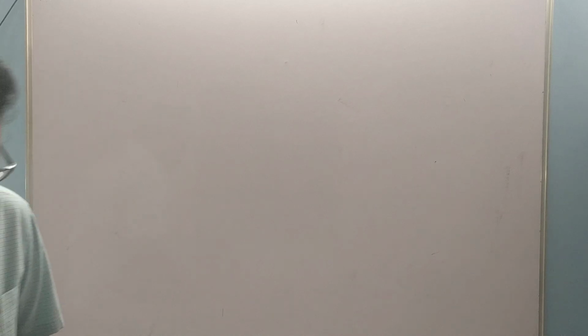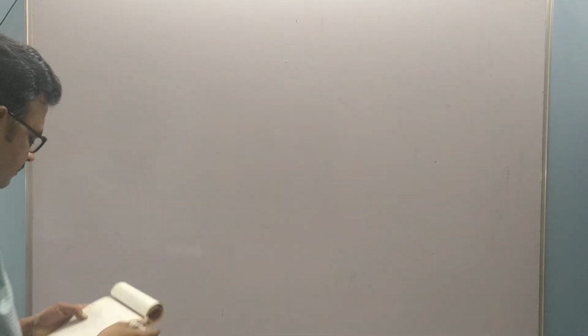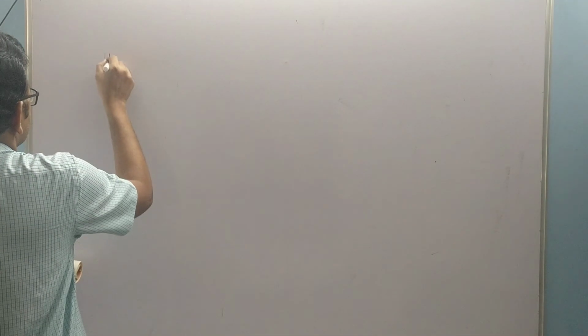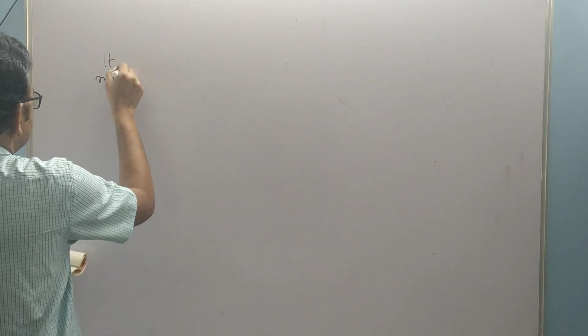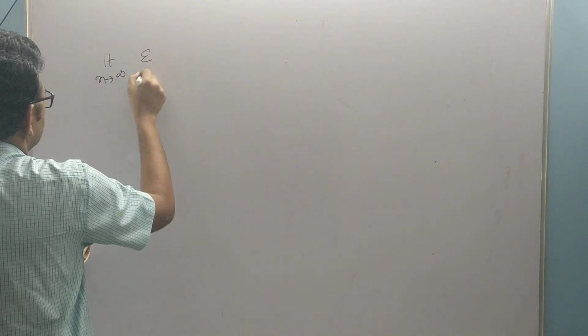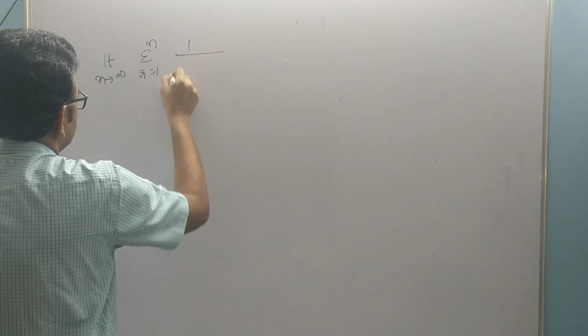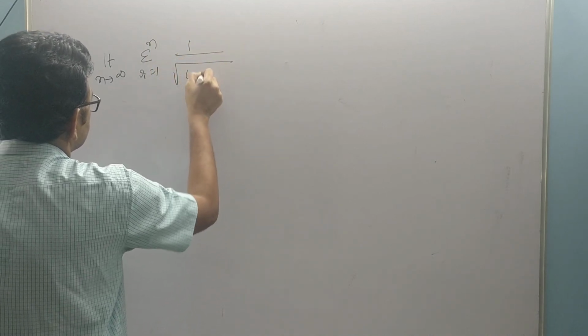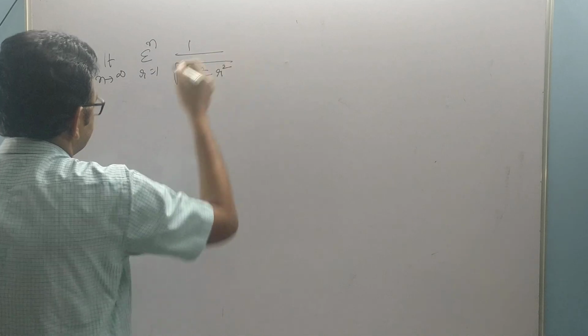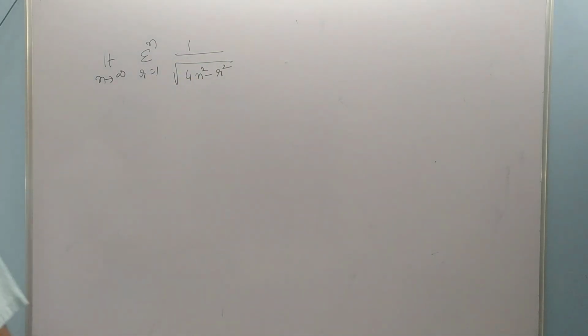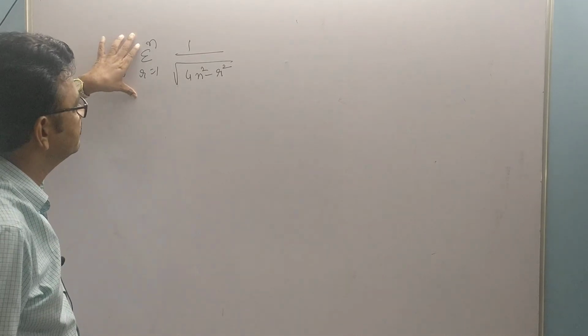Next one, limit of n tends to infinity, sigma r equal to 1 to n, 1 by root of 4n square minus r square. This is also given directly.